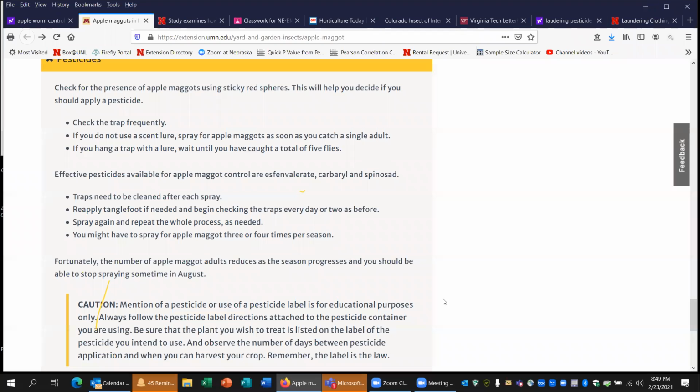last one we talked about. So it can talk about, you can use the traps, you can use effective pesticides for apple maggot, such as esfenvalerate, carbaryl, or spinosad. Carbaryl is the chemical name for Sevin insecticide, for instance.